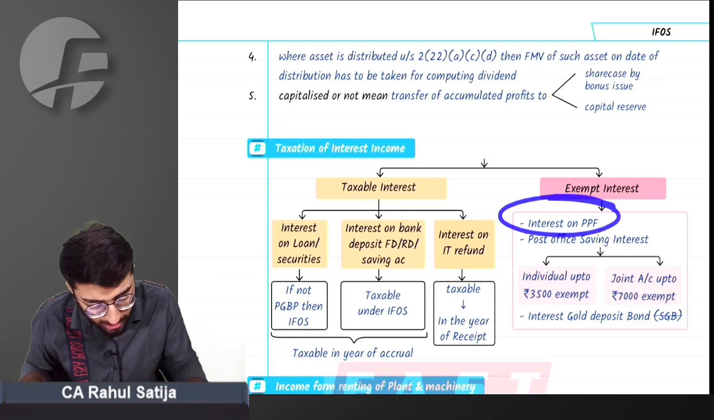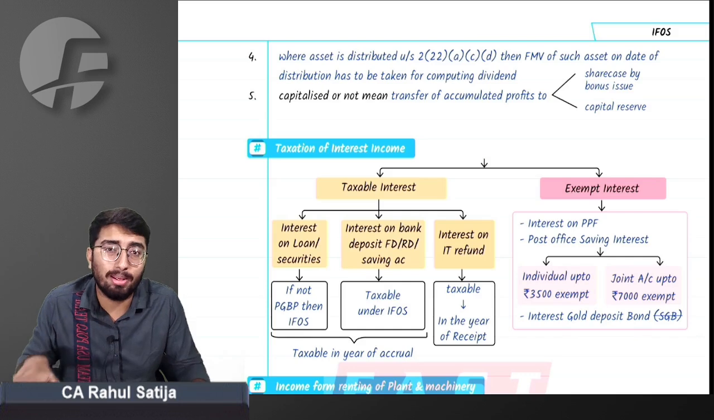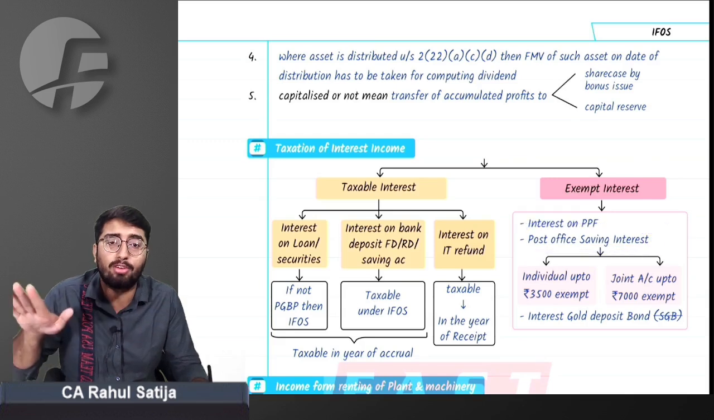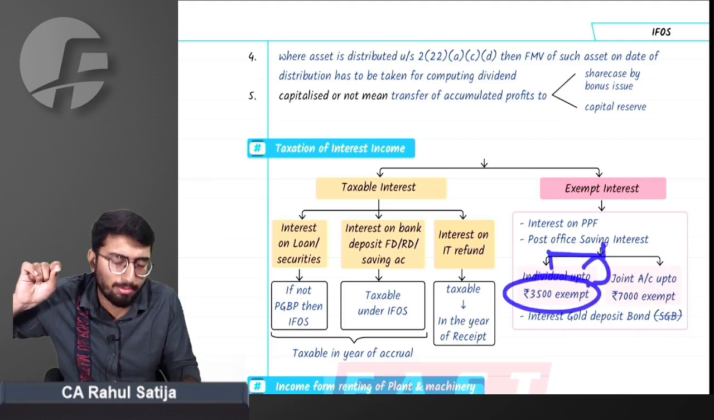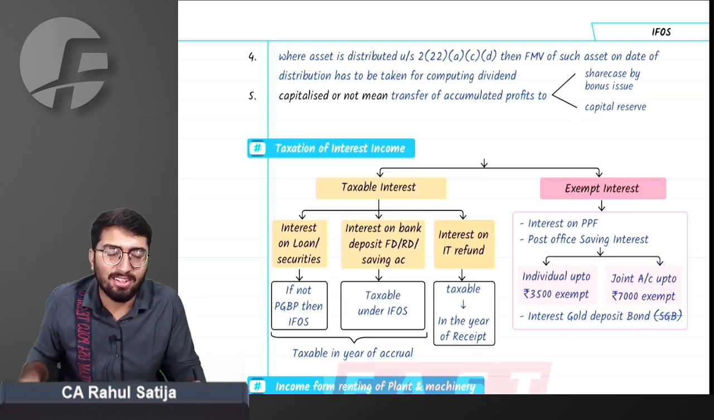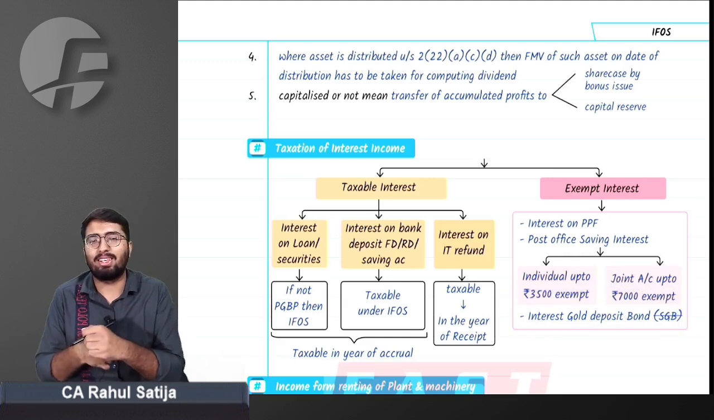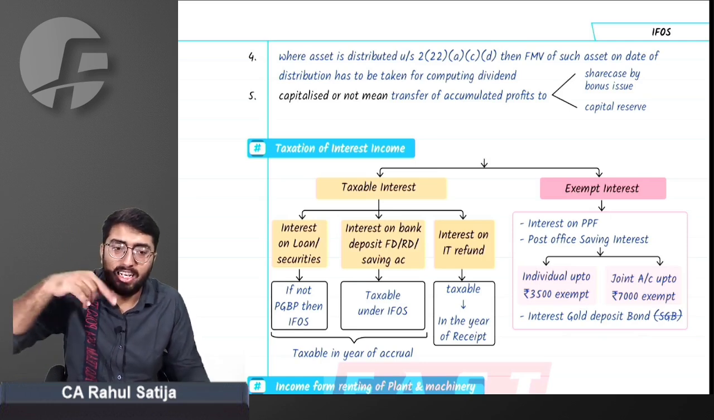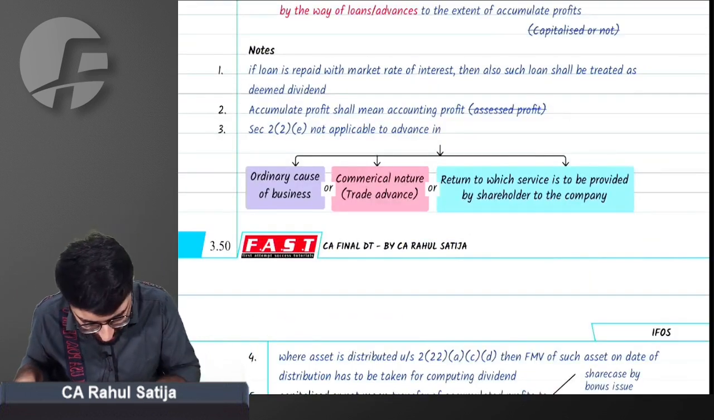There are certain exempt incomes you need to know. First of all, any interest accruing on account of public provident fund will always be exempt. And second, any interest accruing from post office savings account will be exempt to the extent of rupees 3,500 if received by an individual, or rupees 7,000 if received on a joint account. And third important thing, interest on gold deposit bonds will also be exempt. Do you remember where we studied these gold deposit bonds? Day before yesterday, when we were studying capital assets. Just have a look.